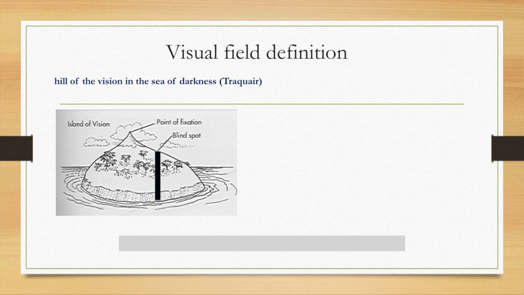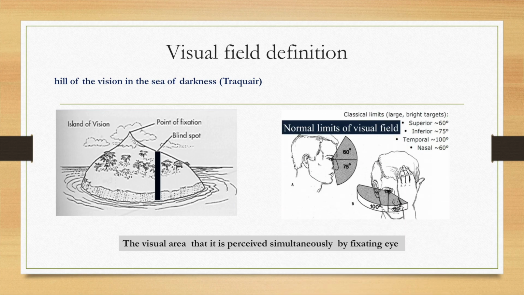The sharpest point represents the point of the fovea. Another definition of the visual field is the visual area that is perceived simultaneously by a fixating eye. The normal limits of the visual field for a human: superiorly about 60 degrees, inferiorly 70 to 75 degrees, nasally about 60 degrees, and temporally 90 to 100 degrees. These are the normal limits of the visual field.